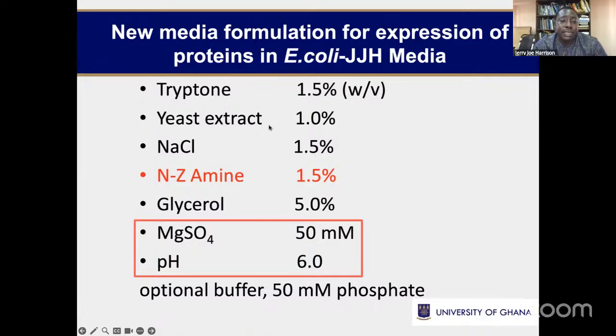So regular media with yeast extract 1%, sodium chloride, a bit more salt, appear to be much better. And then adding enzyme was also important somehow. Glycerol was added as an extra energy source, but also for shaking, allowing oxygen so that we can shake at a higher speed. But the game changer really was these two guys.